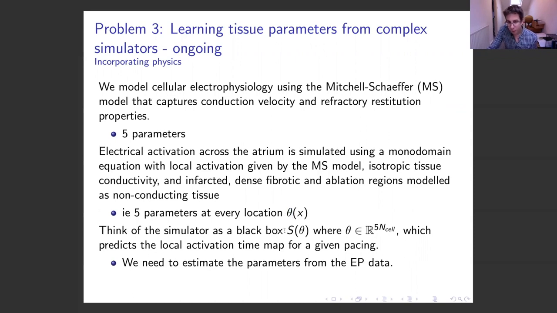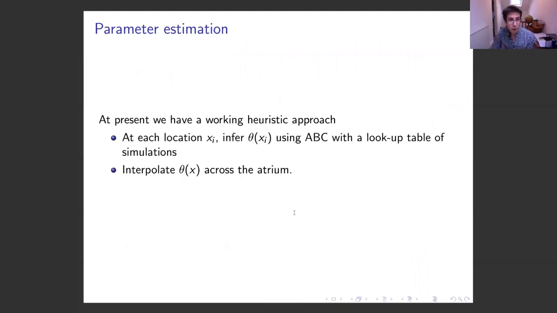So we've got a simulator, which we can think of as a black box that takes the spatially resolved parameters, theta, and predicts activation time maps. And we want to go backwards to infer these parameters at each location. Okay. And once we've inferred those parameters, we can then answer the kind of questions that the surgeons want. Okay. So this is still work ongoing, so I'm not going to give much detail here, but we're taking a very heuristic approach here. We've got five surfaces to estimate from a really limited set of data.